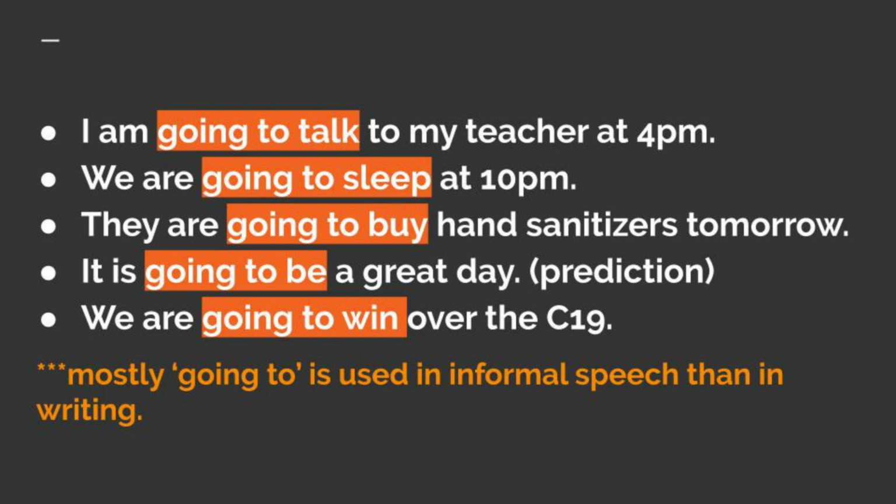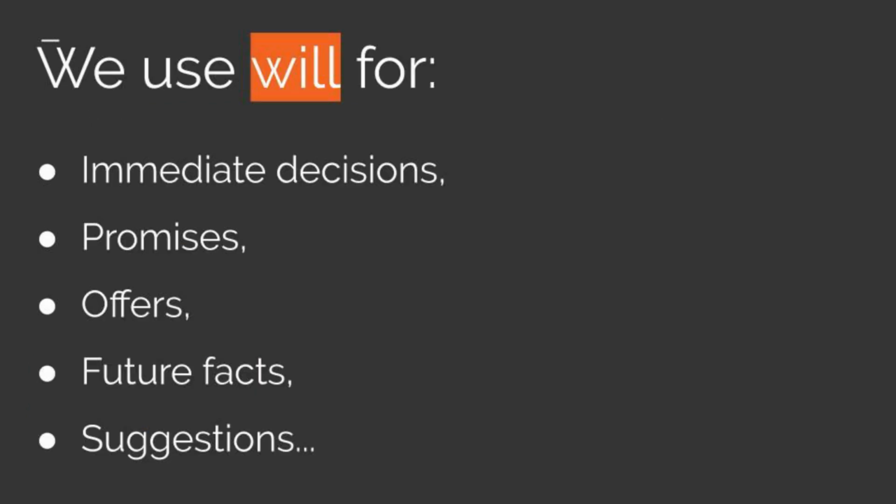Just a small note: going to is mostly used in informal speech rather than in writing. So when we are talking about spoken English, it is handier to use going to for your future plans or when you're talking about future things. Let's look at the next one. So when do we use will and not going to? We use will when we talk about immediate, decisive decisions, then promises, offers, future facts, or suggestions.